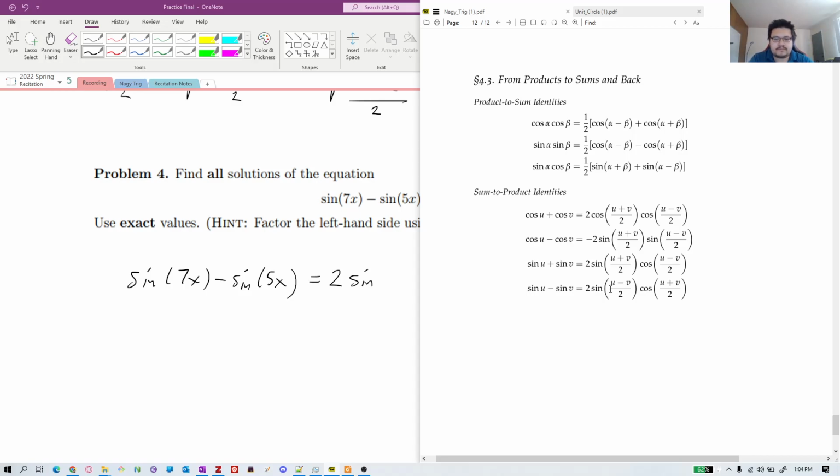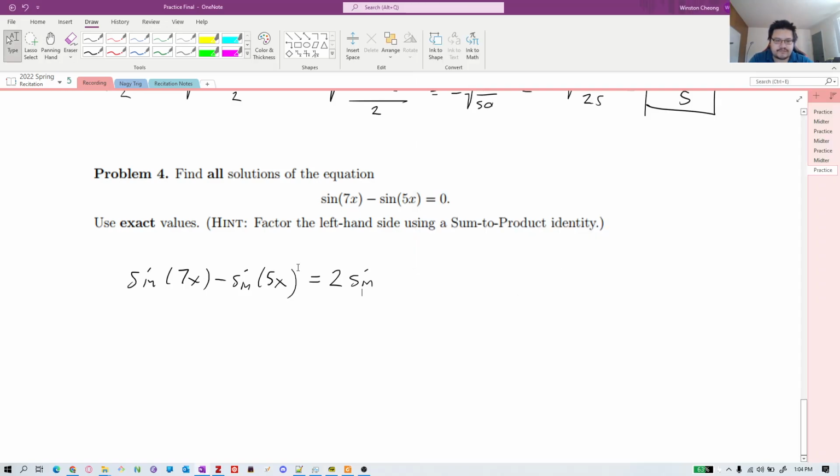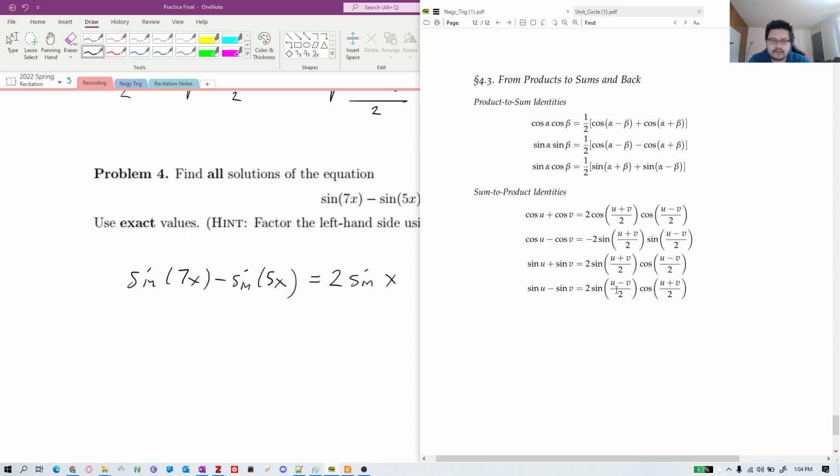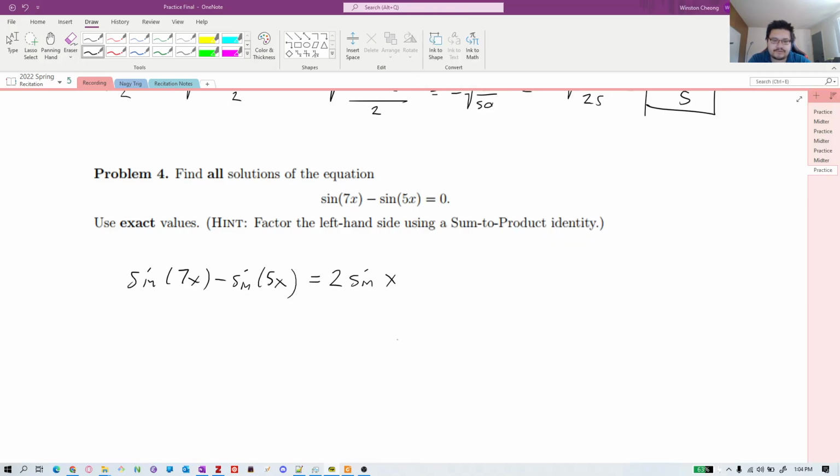All right, u minus v. So first we take the difference of these angles and then divide it by 2. So 7x minus 5x gives me 2x. Divided by 2 gives me just x. And then the other guy is going to be cosine of, and then I add the two angles. Adding the two, 7 plus 5 is going to be 12. Divided by 2 is going to be 6. So 6x. Okay, so that is what I get when I apply the sum to product identity. And this thing was equal to 0 originally, so that stays.